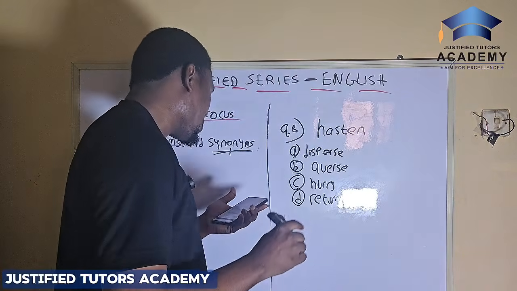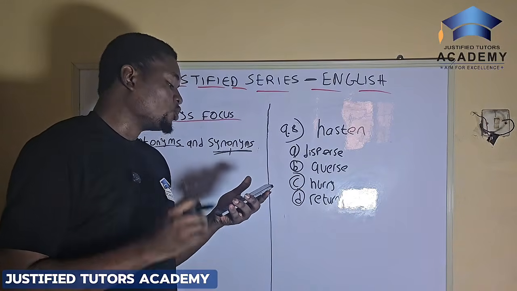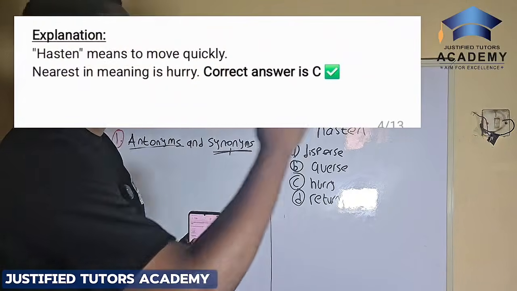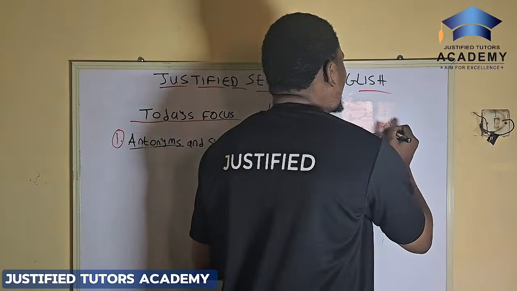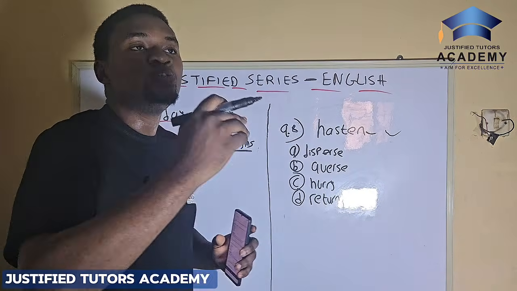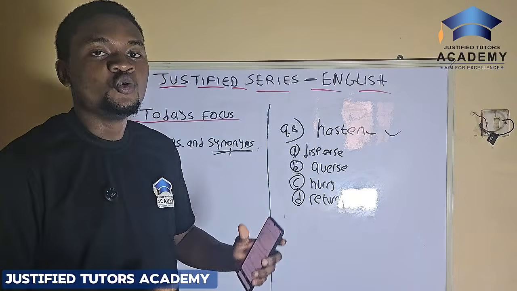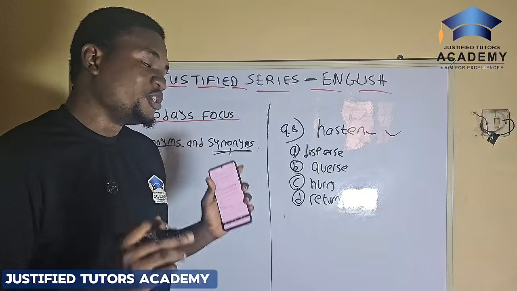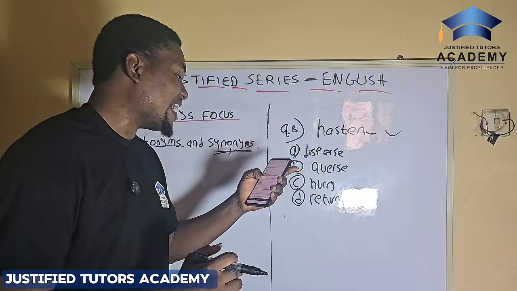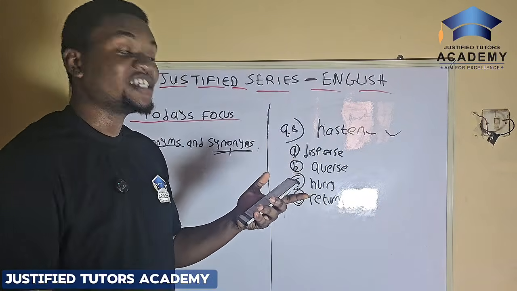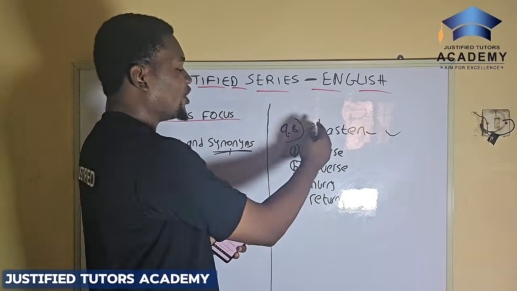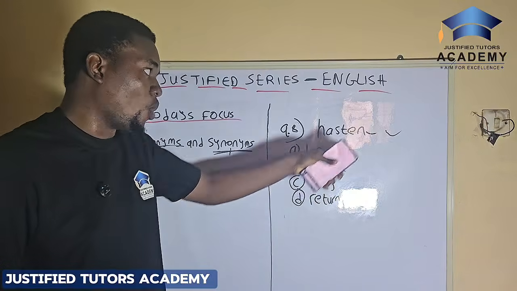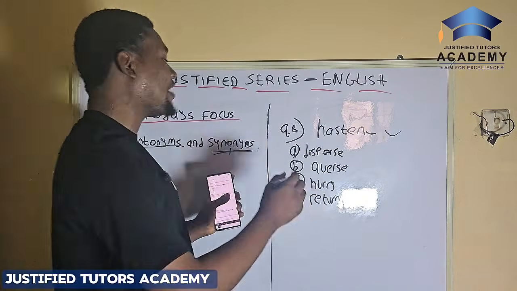Now the question says, when night fell, we had to hasten to the motor park. What does hasten mean? We had to hurry to the motor park. That is what hasten means. You hasten your footsteps. You walk fast, in pidgin English. But in normal terms, it means they had to quicken their steps to the motor park. And looking at the options, which one has the same meaning as the word hasten? This one, hurry.